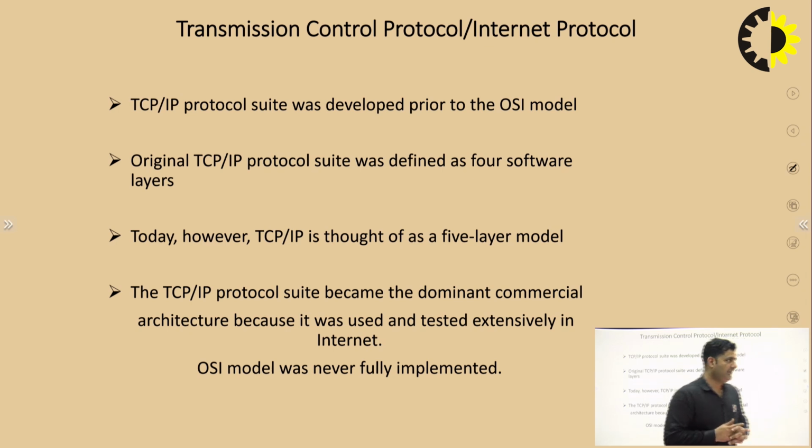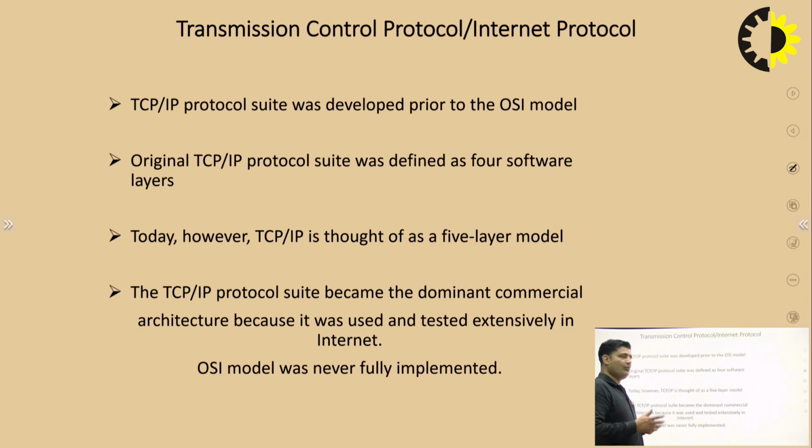TCP/IP was first developed prior to the OSI model, and in TCP/IP we have 4 layers. But in modern technology, some people use a 5 layer model. TCP/IP has become dominant commercially because it is used extensively for the internet. And when we transfer a file on the internet, obviously we use the TCP/IP model. The reason is that OSI is not fully implemented.